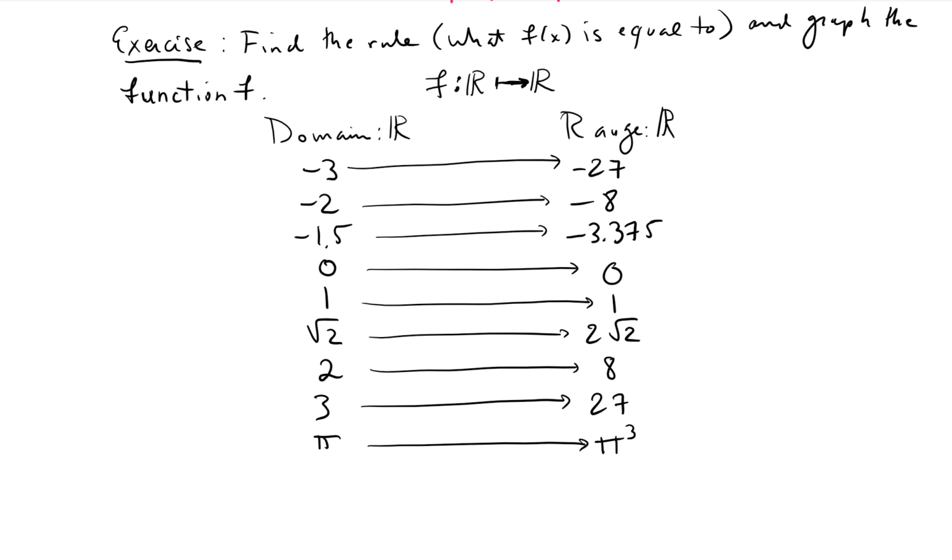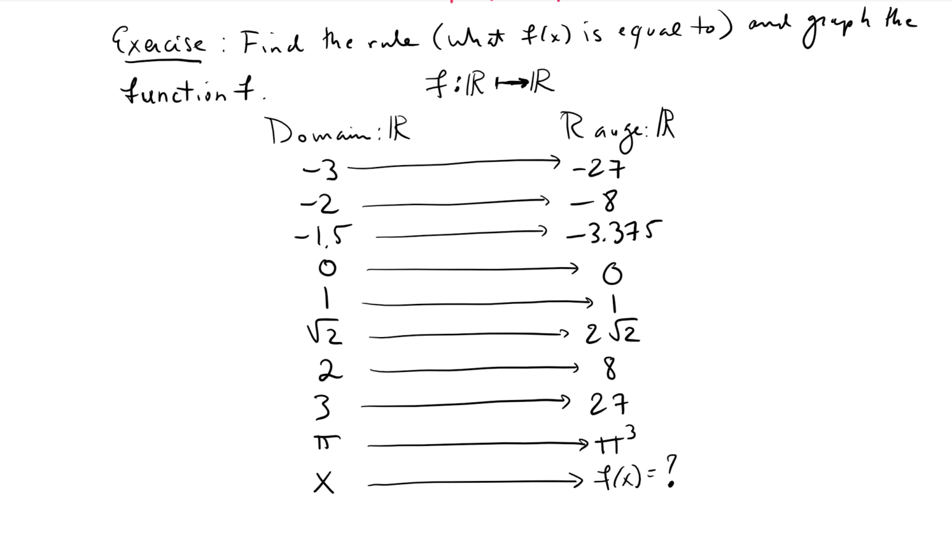So you want to find the pattern in the correspondence between members from the domain to members from the range. In other words, given any value of x among the real numbers, you want to find what we're going to call the output f of x. So you're looking for what f of x is equal to. All right, so try to find the rule and try to graph the function afterwards.